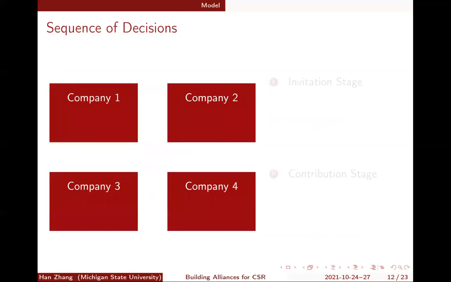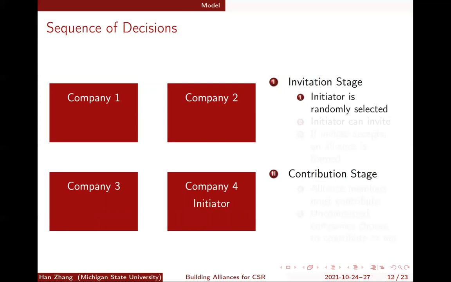To study alliance formation, we consider a 2-stage game, an invitation stage followed by a contribution stage. In the invitation stage, an initiator is randomly selected. Let's say in this example, company 4 is selected. The initiator may invite any one company or no one. Let's say in this example, the initiator invites company 2. Then company 2, the invitee, will decide whether to accept or decline the invitation.